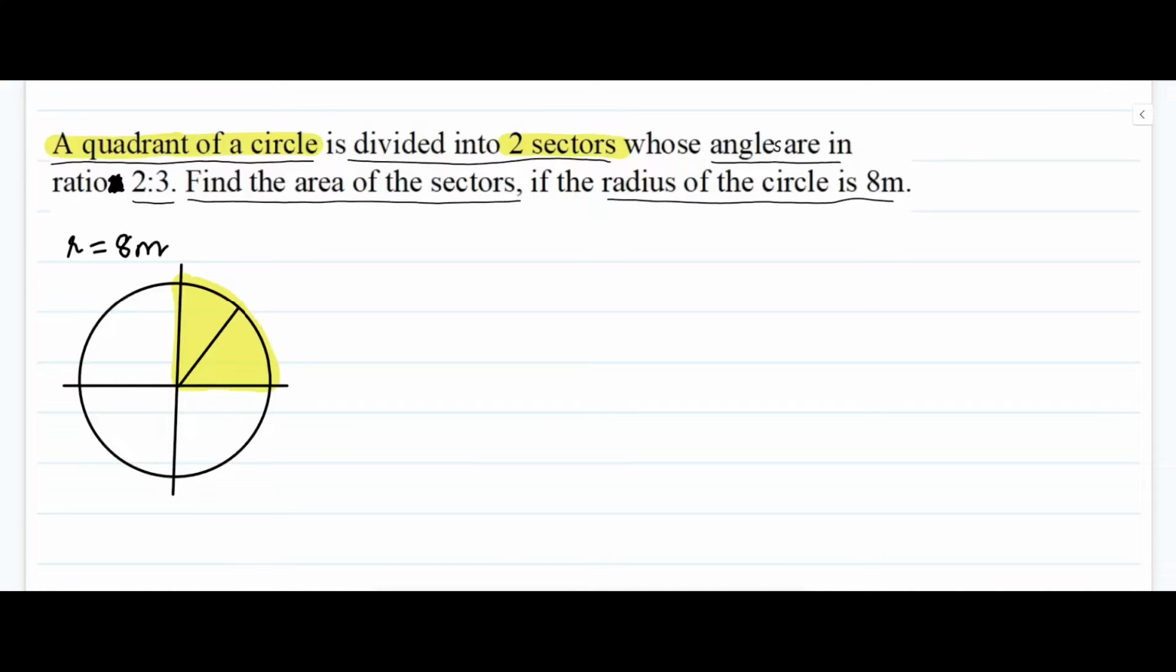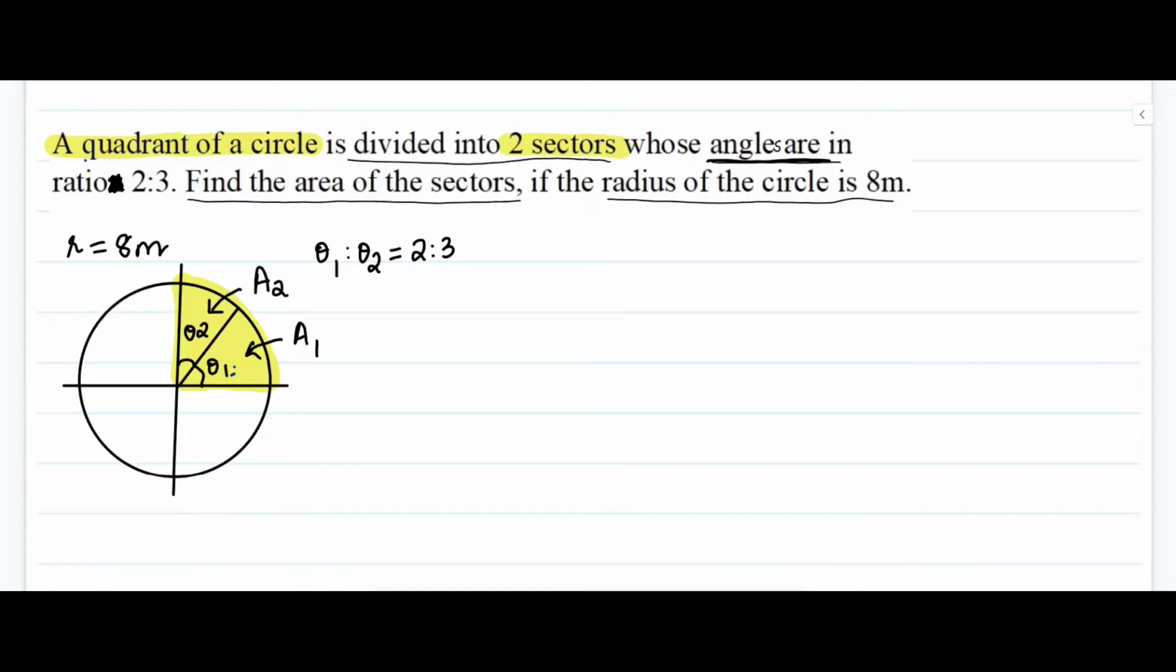These two sectors have angles in ratio 2:3. Let this sector have the angle of theta 1 and this sector have the angle of theta 2. And theta 1 is to theta 2 is equal to 2:3. And we have to find out the area of these two sectors, that is the area of this sector, A1, and the area of this sector, A2.